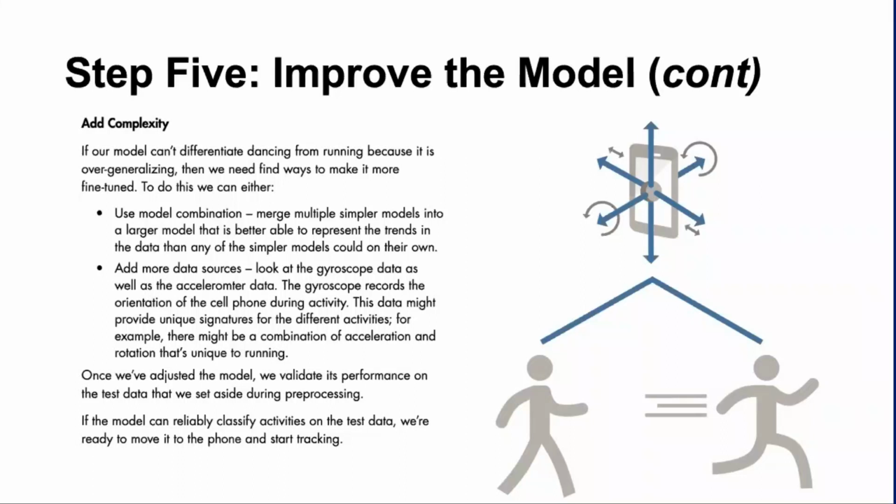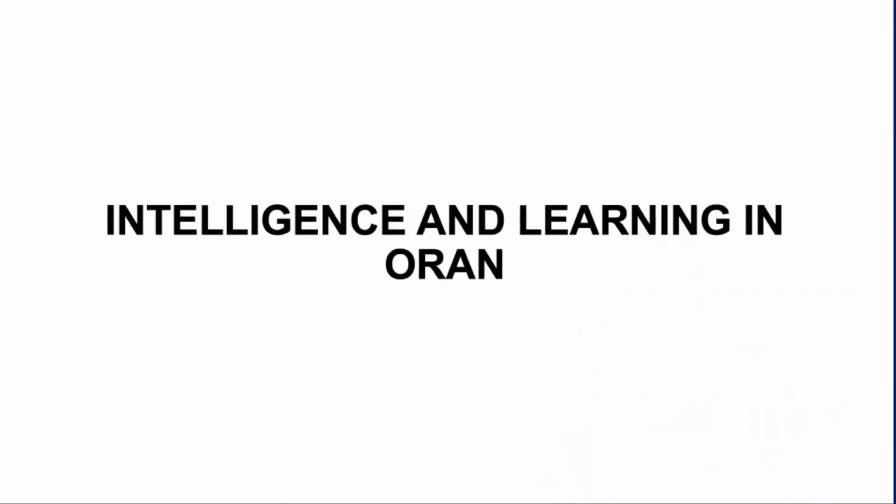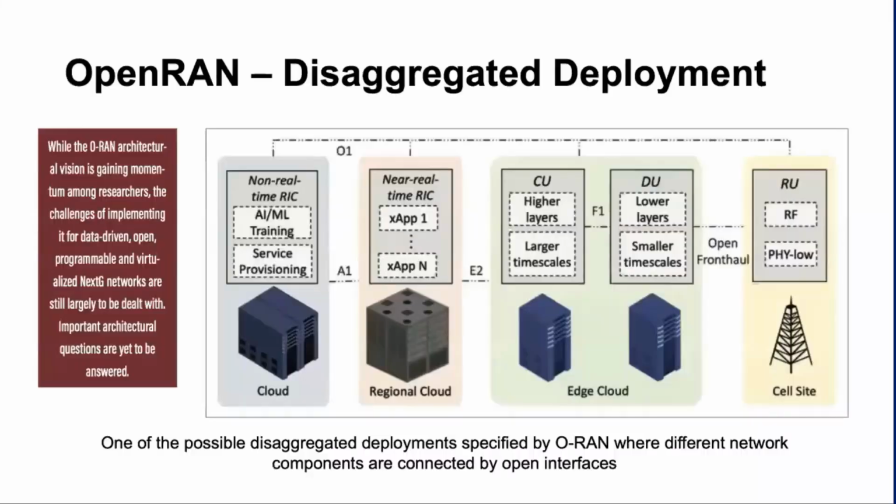Now, going to intelligence and learning in Open RAN. So what would be the possible application of AI and machine learning in an Open RAN environment? So basically, the fifth and the sixth generation cellular network technologies will accelerate the transition from inflexible and monolithic networks to agile disaggregated architectures based on softwareization and virtualization.